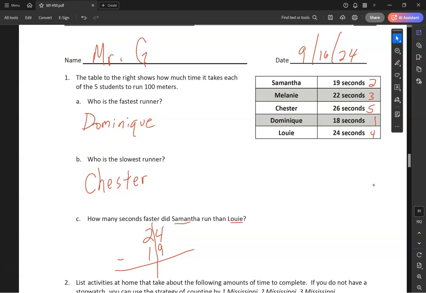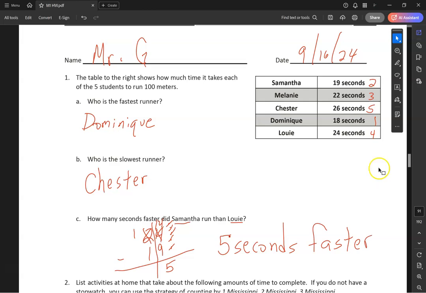And so I can't do 4 minus 9, so I need to regroup. Go next door. My 2 will turn into a 1. My 4 turns into 14. I can count up: 9, 10, 11, 12, 13, 14. 1, 2, 3, 4, 5. So the answer would be 5 seconds faster.